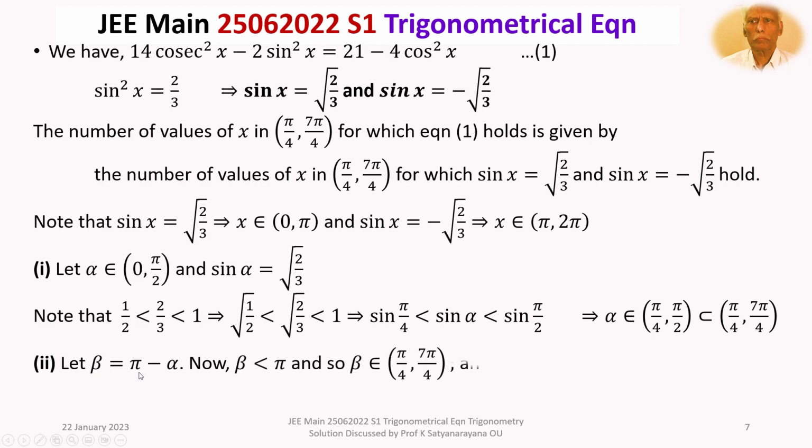Take the second. Let beta is equal to pi minus alpha. Pi minus alpha is definitely less than pi, so beta is less than pi. Therefore beta belongs to pi by 4 to 7 pi by 4. Yes. And sine of beta is sine of pi minus alpha, that is sine alpha. Sine alpha is root 2 by 3. So this is our second solution in the second quadrant.